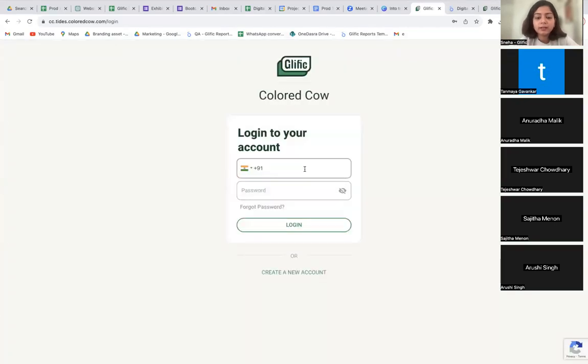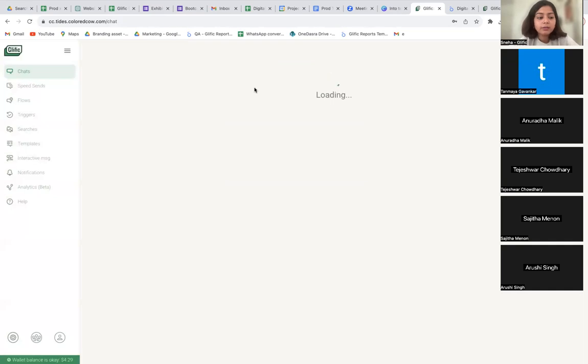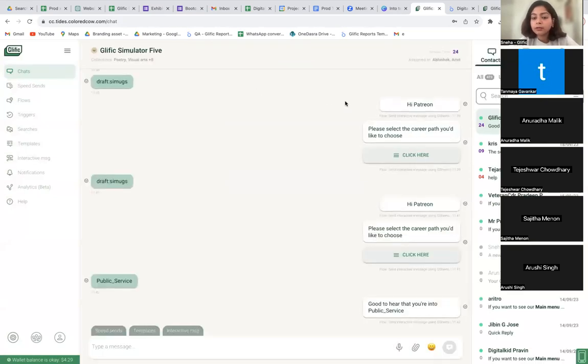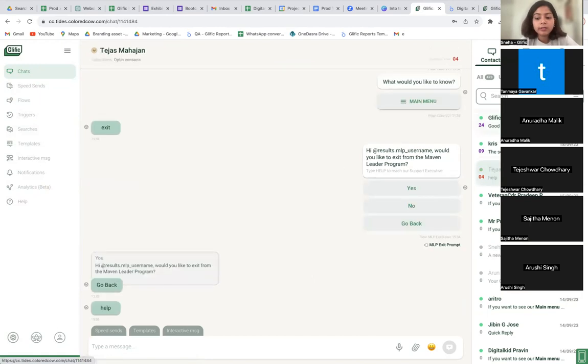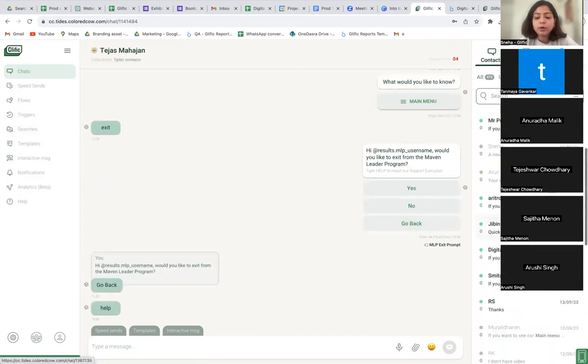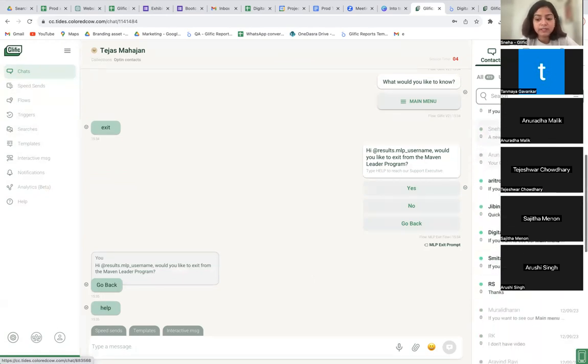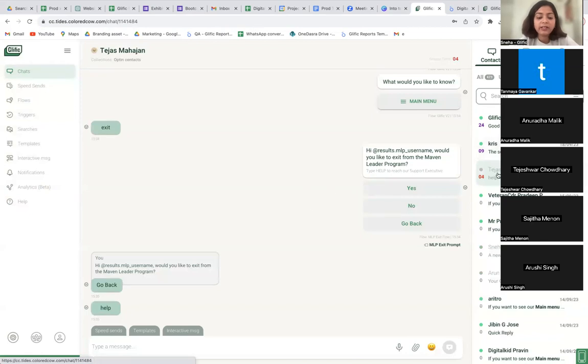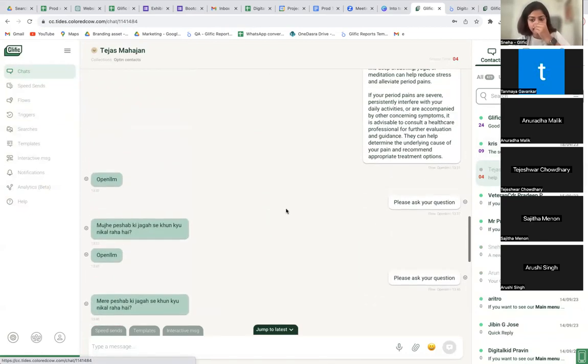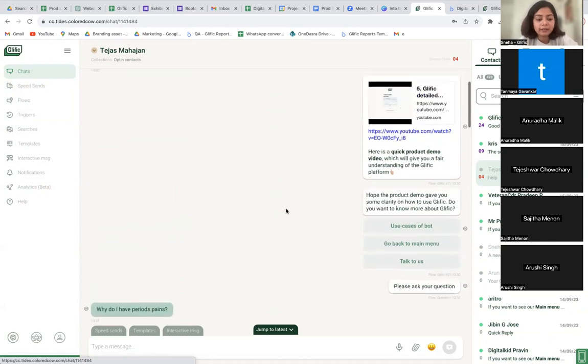Okay, so this is your platform, and you will use your contact details to log in. This is the main dashboard of Glific. On your right panel, you will see all the chats of different people who have interacted with your bot. So you'll see that list here. Once you click on any of those, you can scroll up and see the entire chat. That is also something you can see.